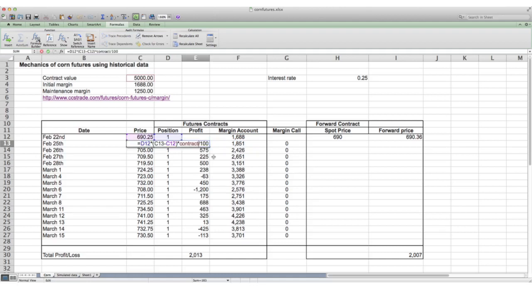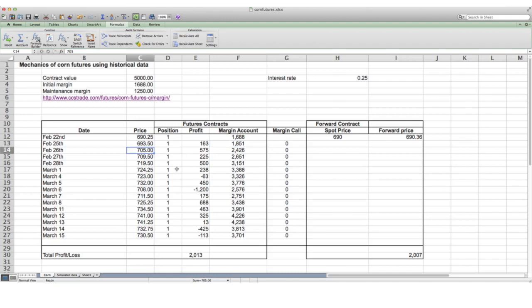And how did that come out? It's going to be the dollar amounts converted, the cents converted into dollars. So that's a divide by 100. The number of positions that I hold, 1, times the contract value, which is 5,000 bushels, times the difference between the price on February 25th minus the price on February 22nd. And that turns out to be $163. That amount gets credited into the margin account. So instead of $16.88 in the margin account, now it's got $18.51.